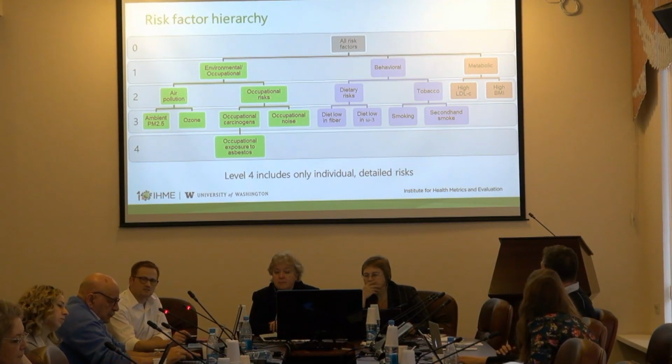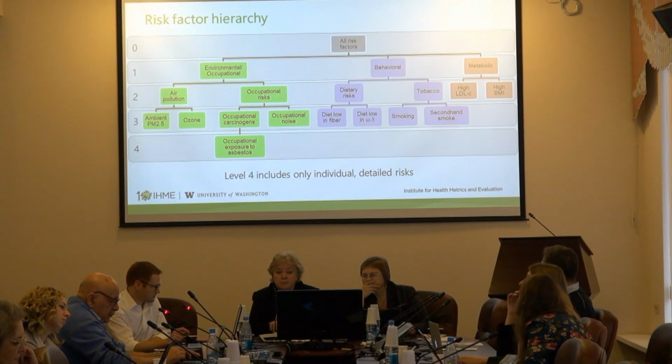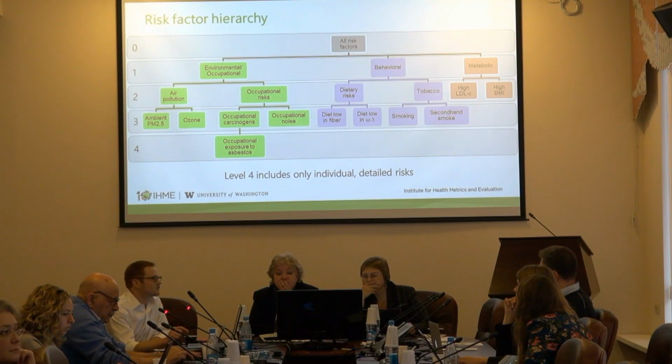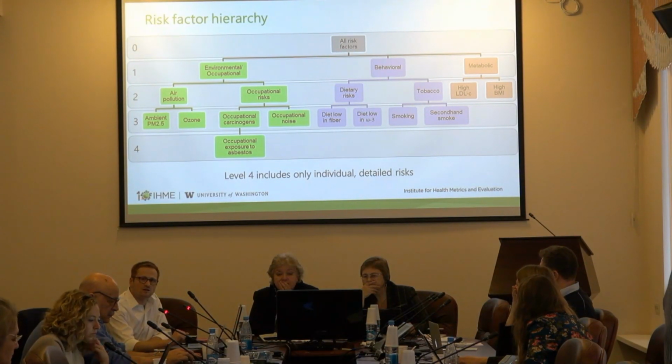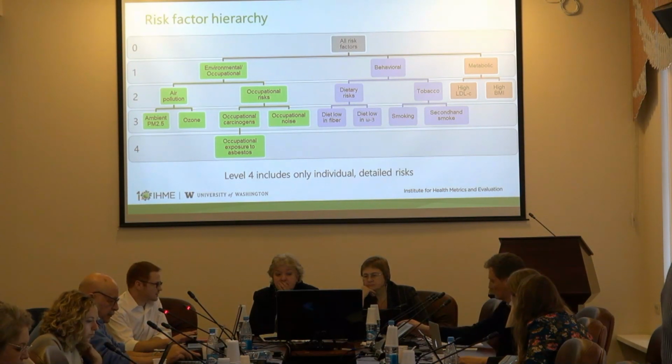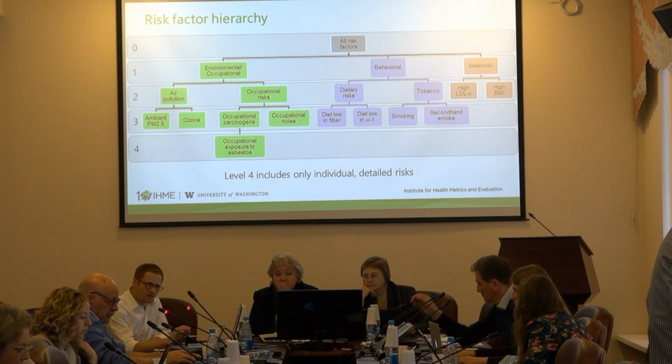And then in some cases there are a few level 4 risks. Most don't go this detailed. One example would be that occupational carcinogens break down into individual carcinogens at level 4. One of these would be occupational exposure to asbestos. So this is the overall hierarchy. It keeps everything organized and neat for us.